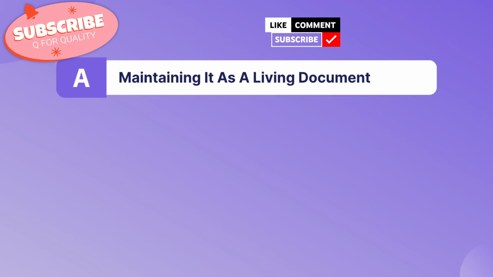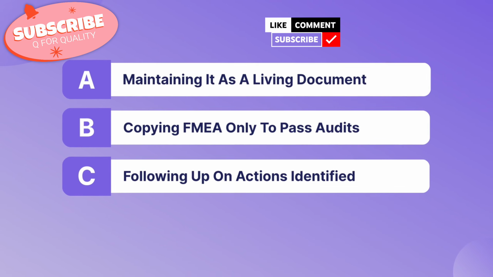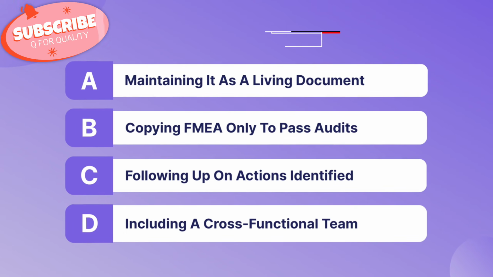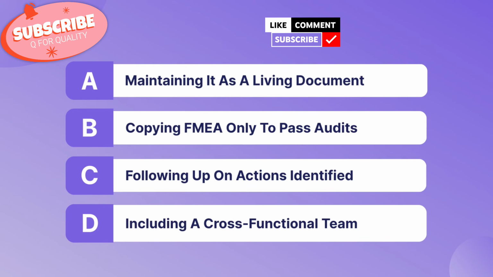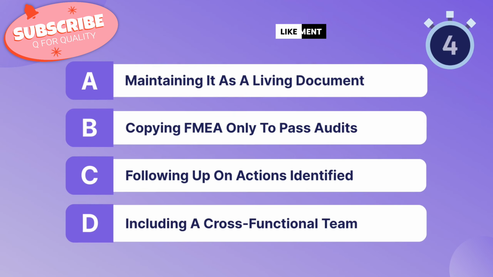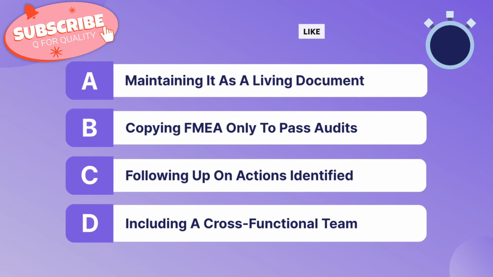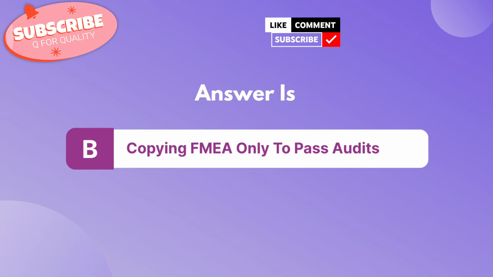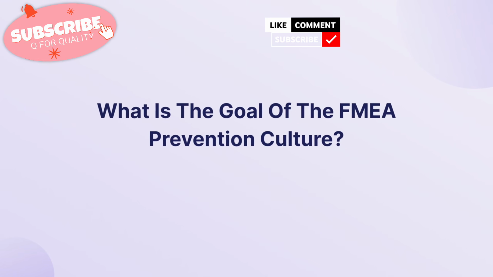A. Maintaining it as a living document. B. Copying FMEA only to pass audits. C. Following up on actions identified. D. Including a cross-functional team. Answer is B. Copying FMEA only to pass audits. What is the goal of the FMEA prevention culture?